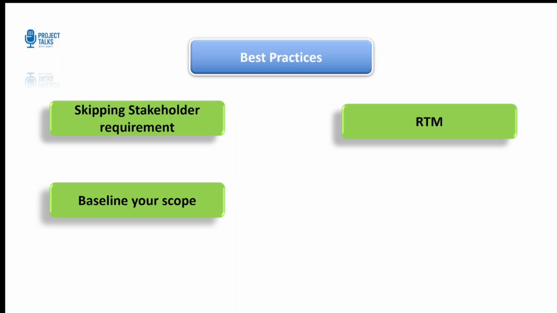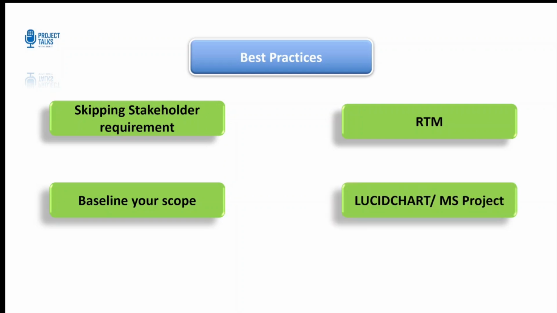Next, maintain a detailed requirement traceability matrix. It is your single source of truth that connects every need to its final deliverable. Keep it updated throughout the project. And the fourth, use visual tools like Lucidchart or MS Project to build your WBS. Seeing your deliverables in a structured format makes communication with stakeholders so much easier. Understand, you will never get enough time from a stakeholder. You will always have to make sure that they're able to understand just by looking at the thing as well.